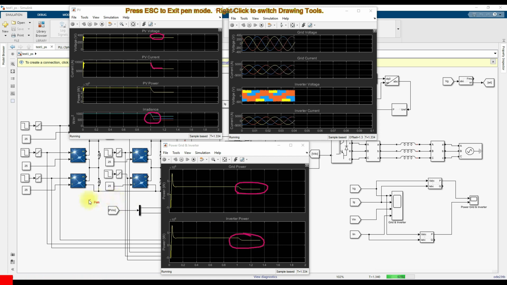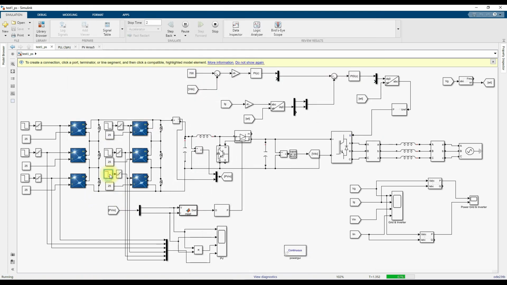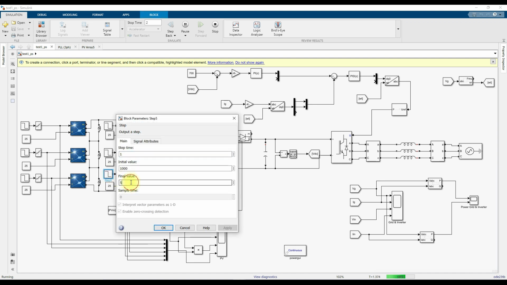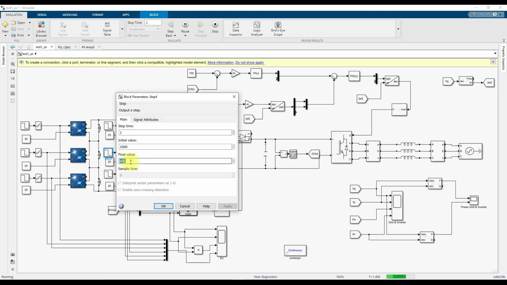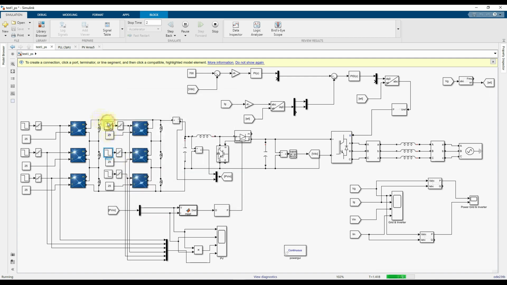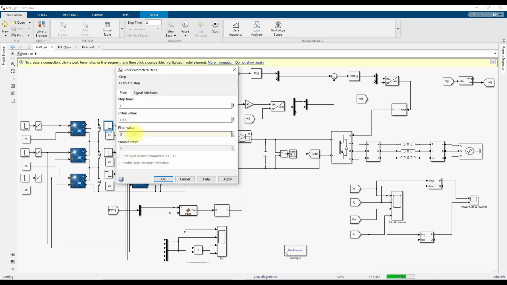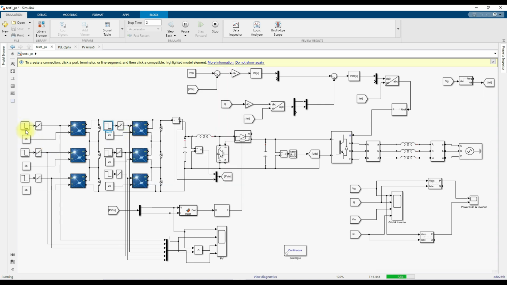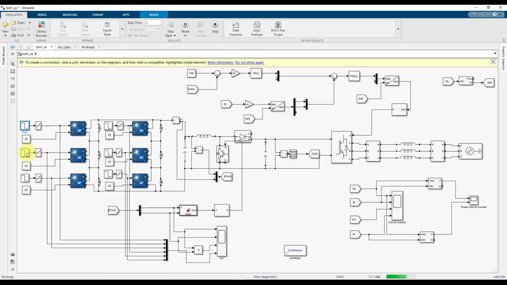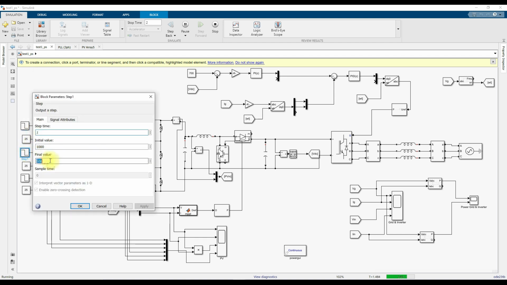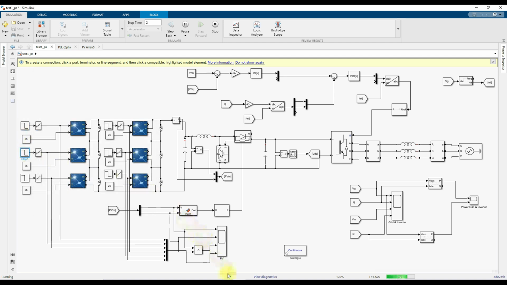So let me change the detail again. I'm going to make this equal to 500, and this is going to 500, and this is going to 500, and this is also 500, and this is also 500. So now we can see the result.